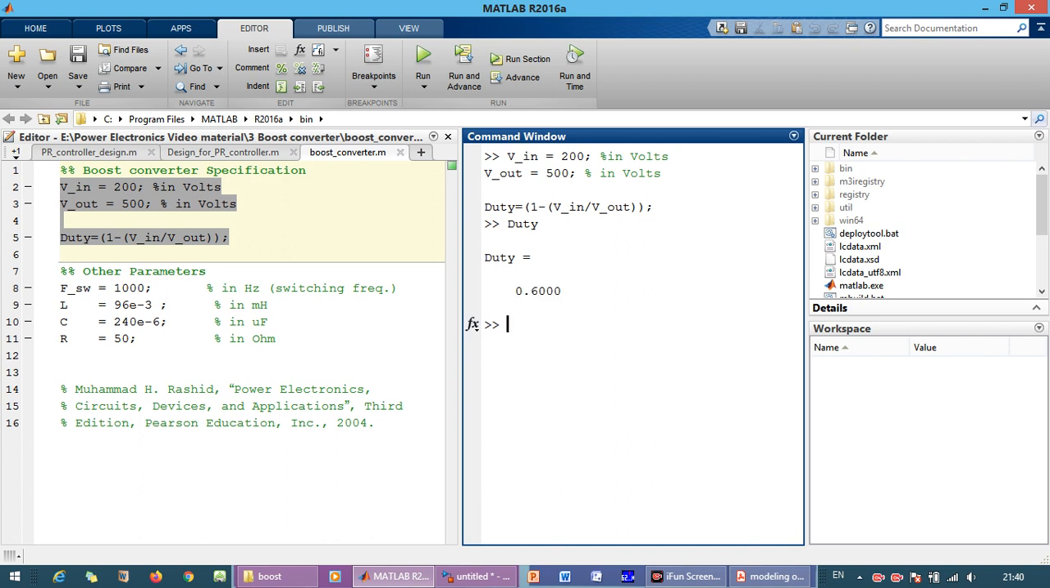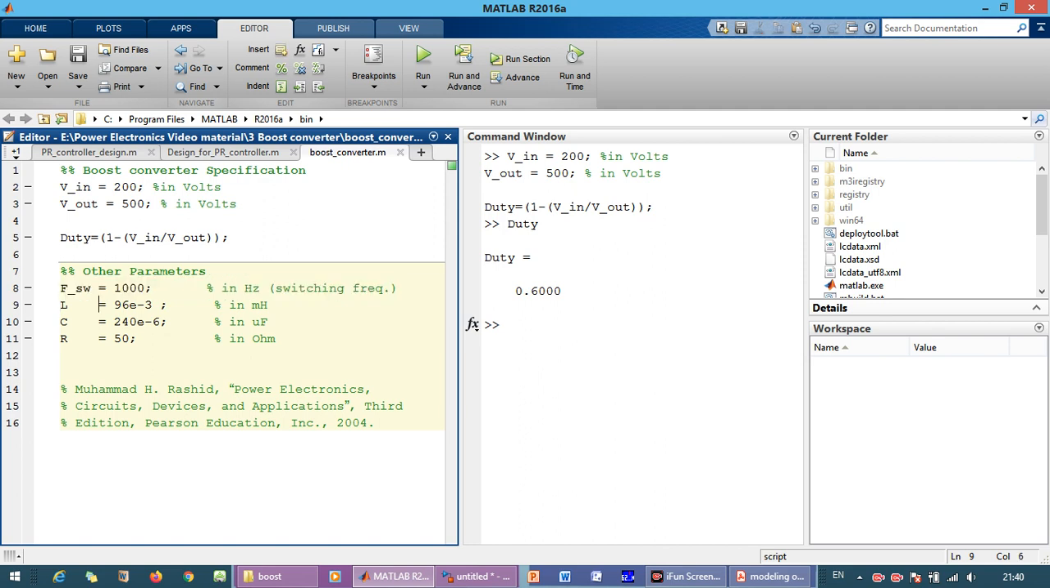Okay, and the other parameters which we have considered for the boost converter, that is switching frequency is 1 kilohertz, and the filter inductor and capacitor are calculated from this book, Mohammad H. Rashid, Power Electronic Circuit Device and Applications. So you can find the formulas to calculate the inductor and capacitance for the boost converter for given specifications, that is input voltage and output voltage and the switching frequency.